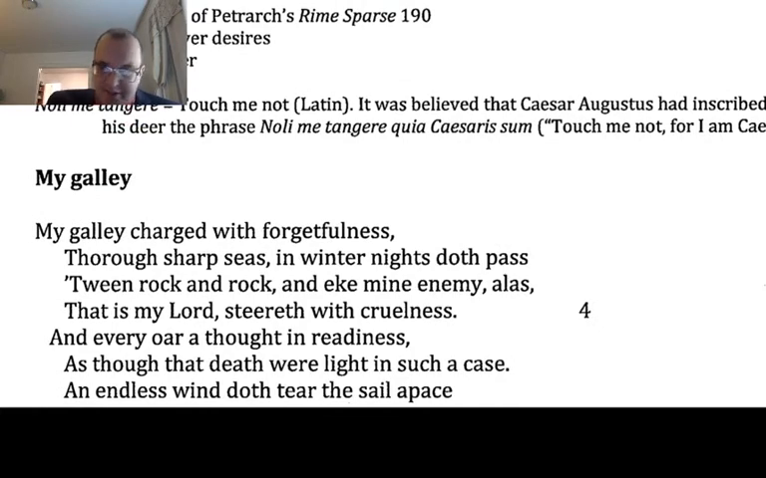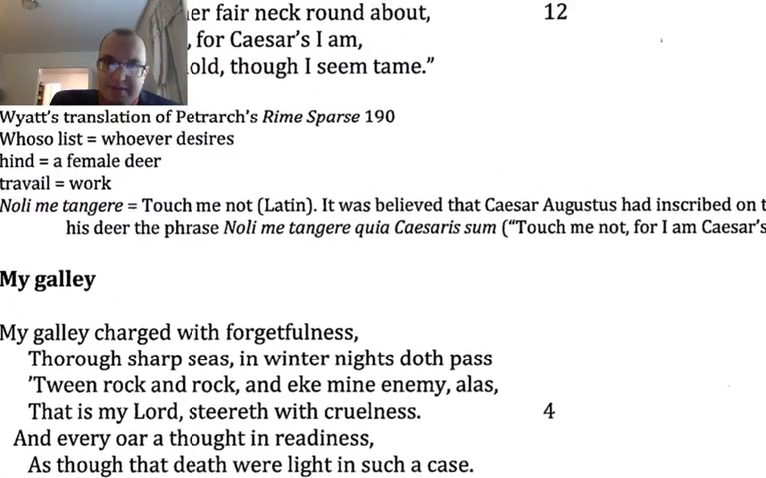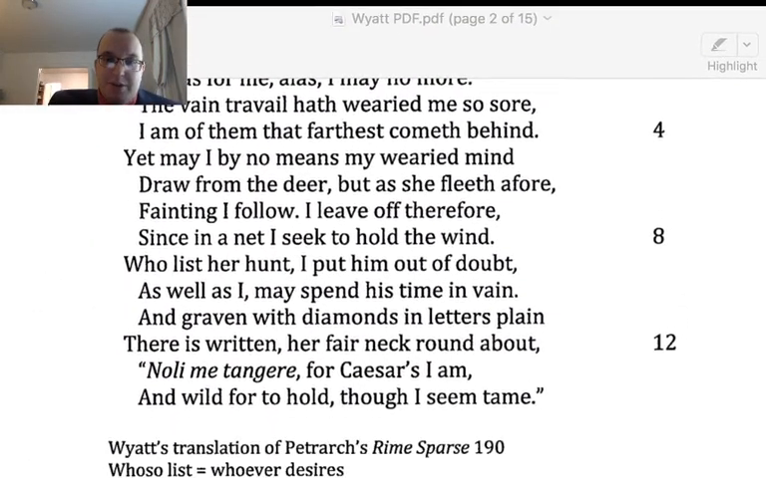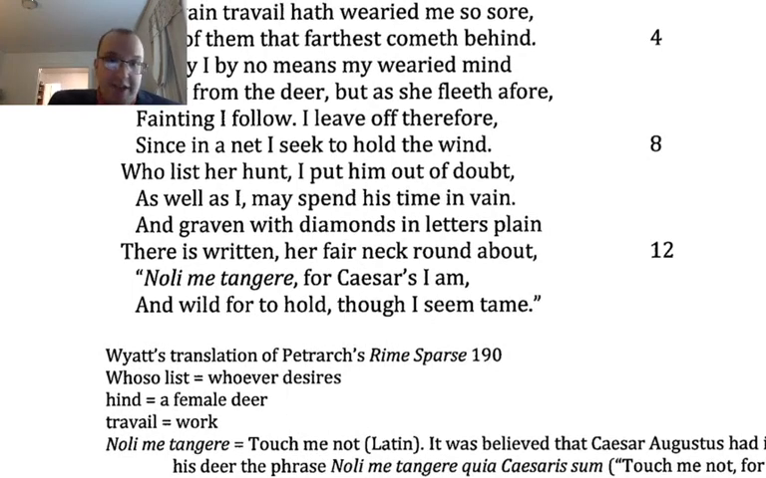So there's nothing in this poem about the deer being free like it was in the Petrarch poem, right? In this, it's almost like a very dire warning: don't touch me, I belong to Caesar. If we want to think outside the box a little bit, maybe Caesar in this case is King Henry VIII, right? So if he actually was pining away for Henry VIII's wife, maybe Anne Boleyn is our deer here.